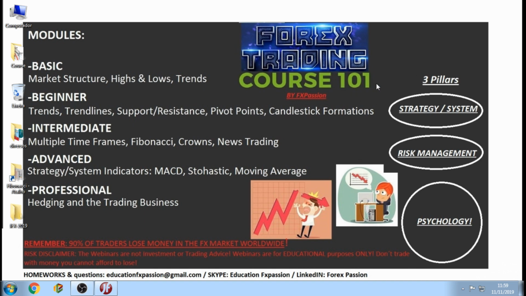Remember the three pillars. We are trying to build a strategy and/or a system, we are trying to understand how risk management works, and we are trying to understand how psychology works in trading, in systems, and in our risk management. If this is your first time with us, we are in the intermediate module. We finished the Fibonaccis, so we are in the Forex Trading Week, where we are not going to learn anything new, but we are trying to implement what we have learned so far.